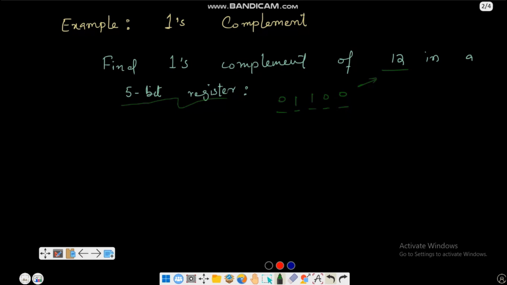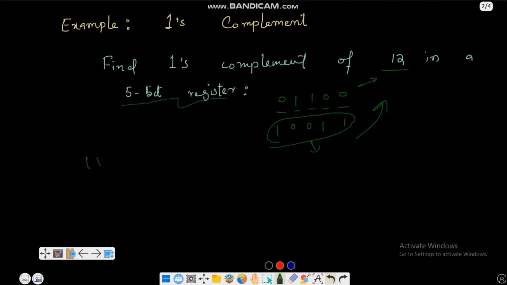Now what do I need to do? I've got the binary number, so simply I need to invert every bit in this number. So if I invert these bits, 0 will become 1, 0 will become 1, 1 will become 0, 0 and 1. So this is the ones complement of 12 in a 5-bit register.